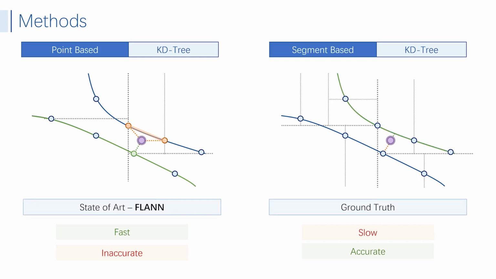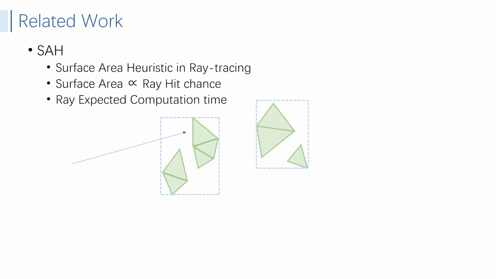For point-based KD-tree, we use the implementation of FLANN as state-of-the-art, an open-source library for approximate nearest neighbor search. For segment-based KD-tree, we implement a version to validate the accuracy of the algorithm. For heuristic methods, we model after SAH, an algorithm for ray tracing problems. It evaluates expected intersection computation cost to decide the splitting position and the branch cuts.